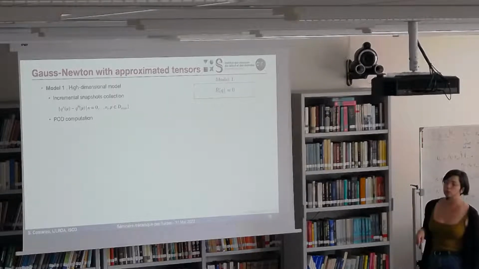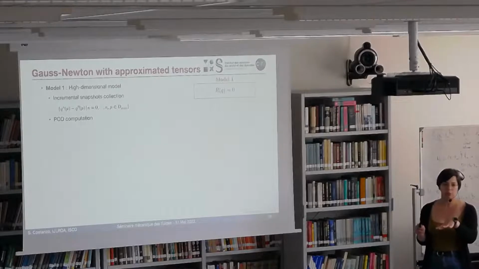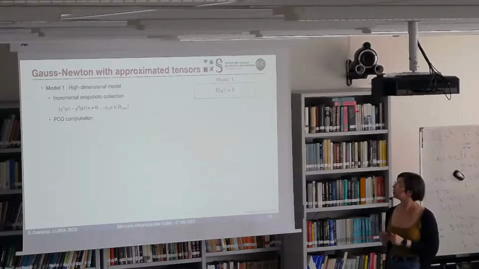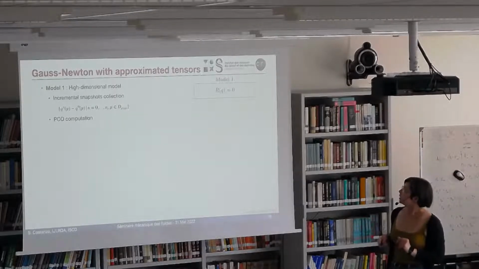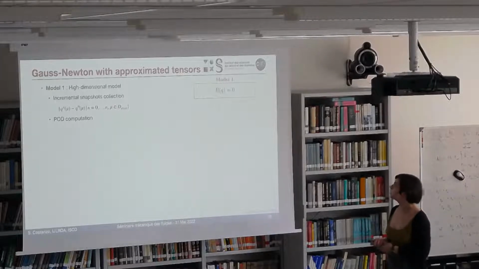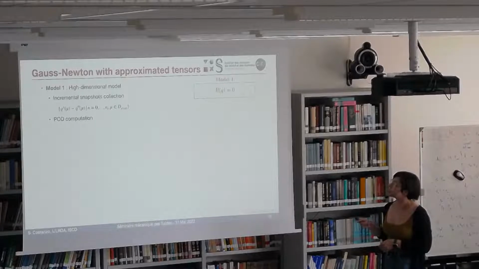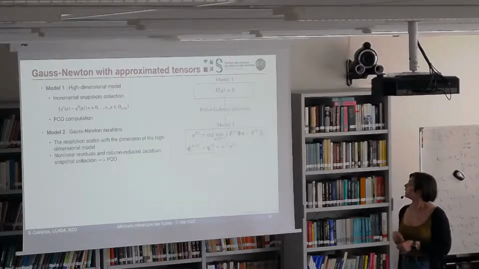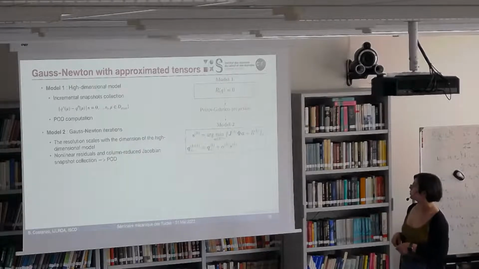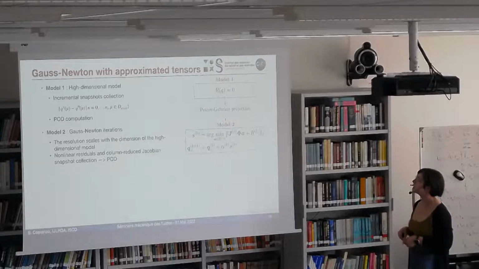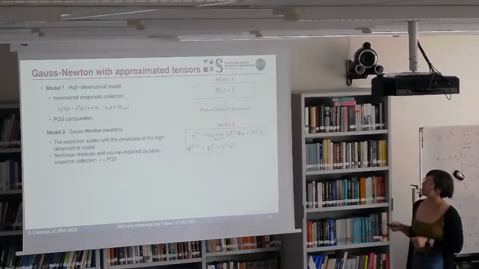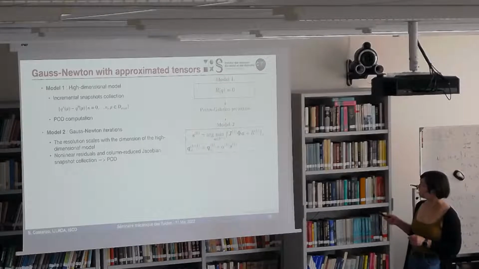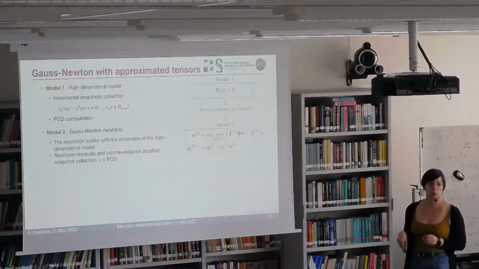So instead of removing the mean, which is usually done in the literature, we remove the first time solution, and from this we can compute the POD. Then we go to a Petrov-Galerkin projection. We have to solve the least squares problem, and we solve it using Gauss-Newton iteration. But at this moment, these matrices still have the dimension of the high-dimensional model.